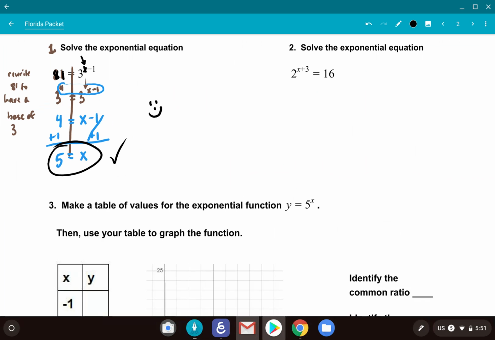Okay, so for number 2, you can solve this one on your own. Start by changing the 16 to have a base of 2.